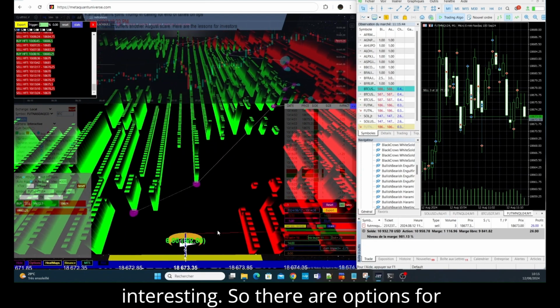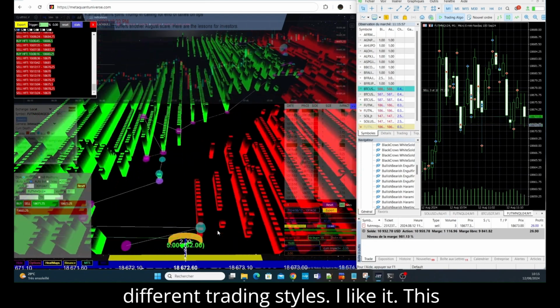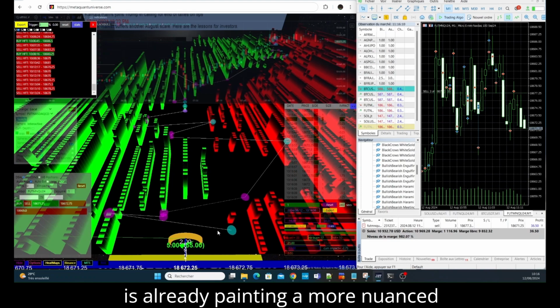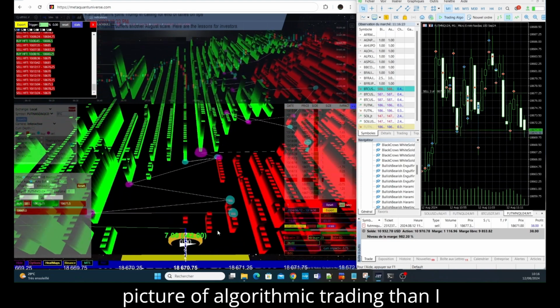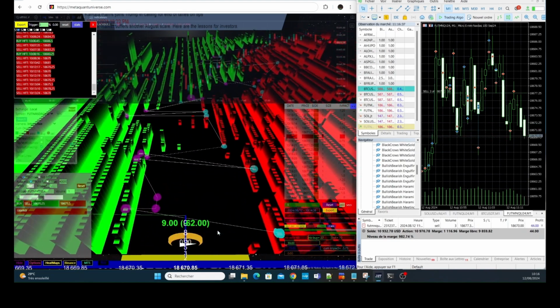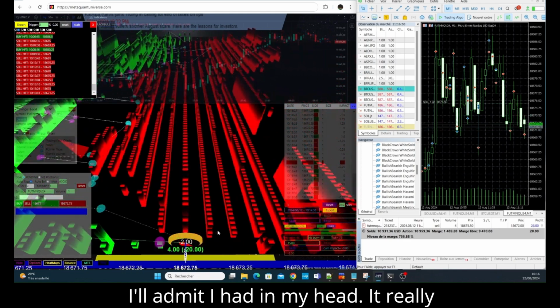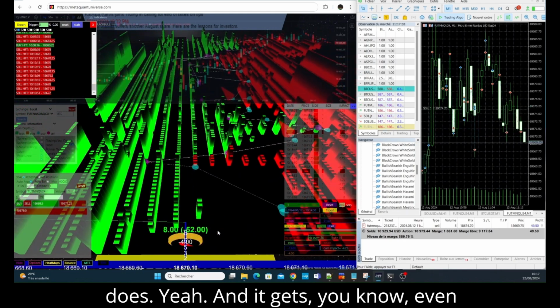Interesting. So there are options for different trading styles. I like it. This is already painting a more nuanced picture of algorithmic trading than I'll admit I had in my head. It really does, yeah. And it gets even more granular.